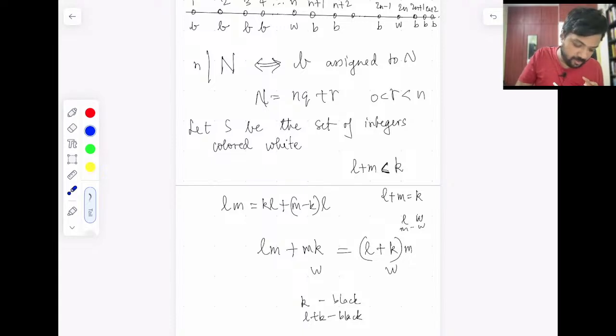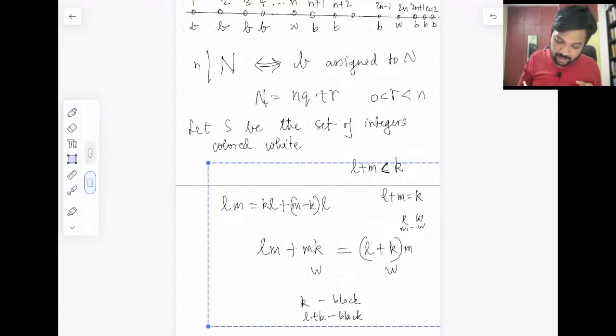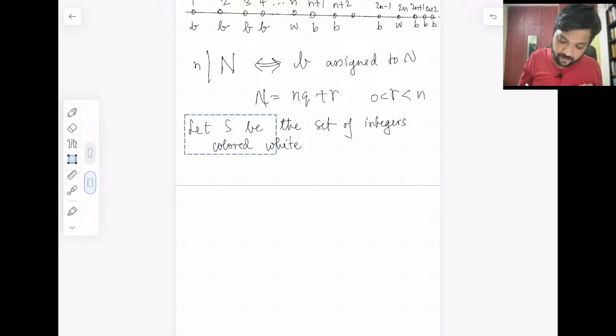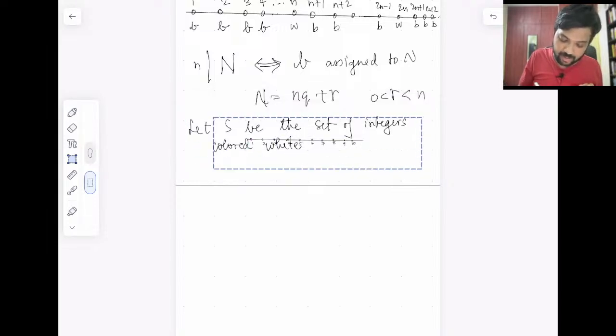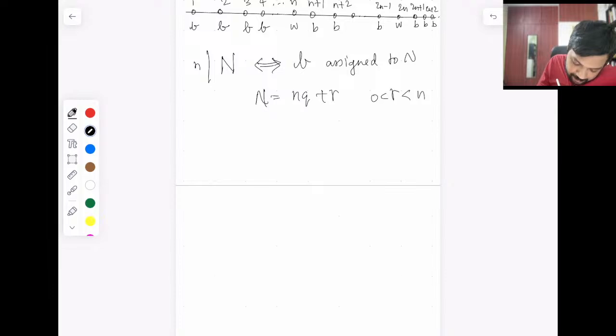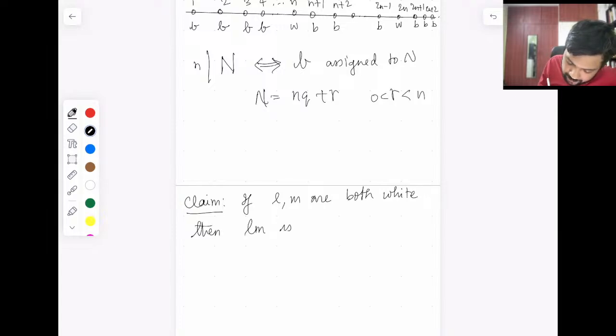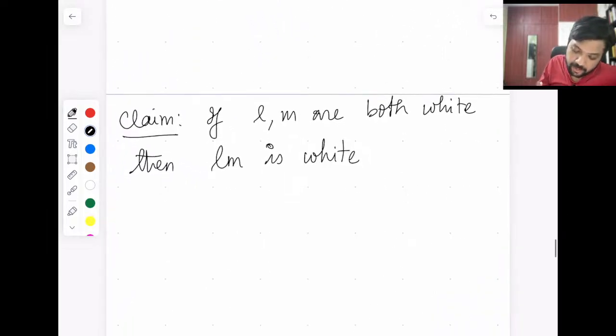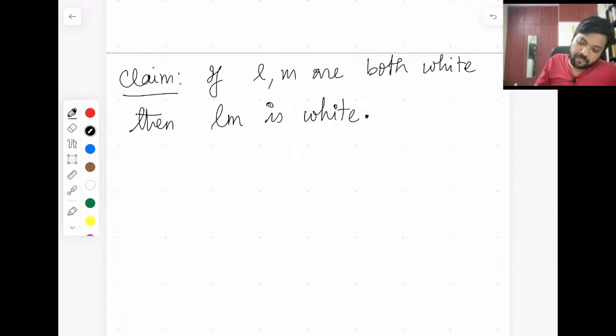Okay, so let me just write the argument. There's no induction, nothing. I think it's nice. Okay, let me explain and you can tell me if the argument makes sense or not. So, claim: if L comma M are both white, then L into M is white. Okay, proof.